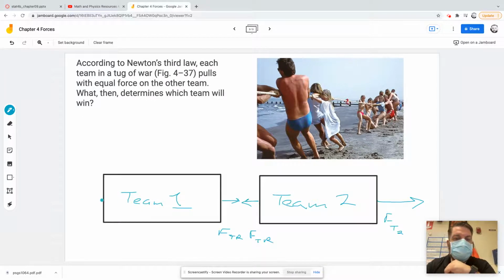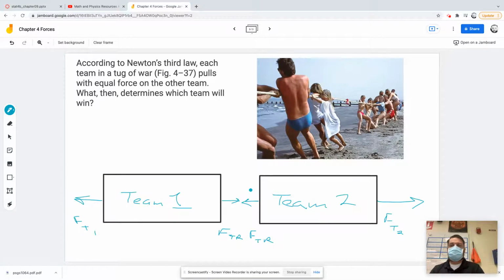And then over here, you have team one pulling with a force of, and so the winner is going to have a greater force or the greater pull. And that is basically it.